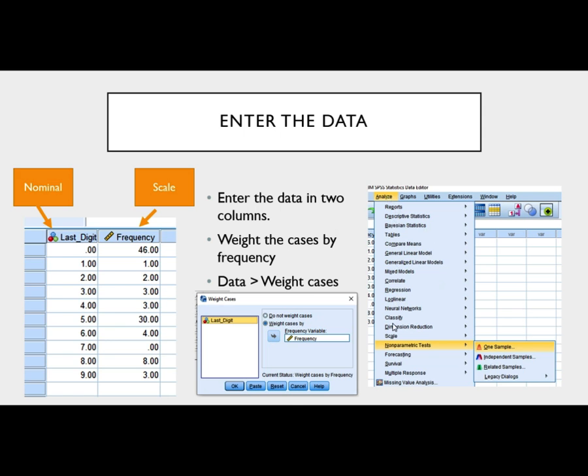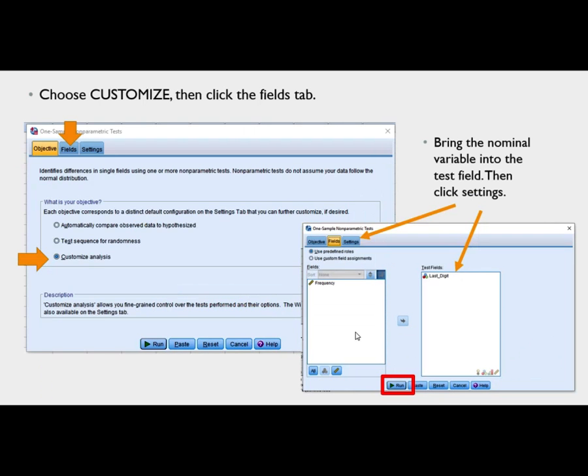Then we're going to go to Analyze, Nonparametric Tests, One Sample. When you get the dialog box, this will come up and this one will be checked. You have to check this one and say we're going to customize analysis. For one sample, you could really let the computer do it, but sometimes it messes up, so it's best to do it by hand. So we say customize analysis, and then click on this tab. This goes to Fields. Both of these variables will be here, and we bring the nominal variable over to the right into the test field. Okay, then we click Settings. Eventually we'll come back and click Run.